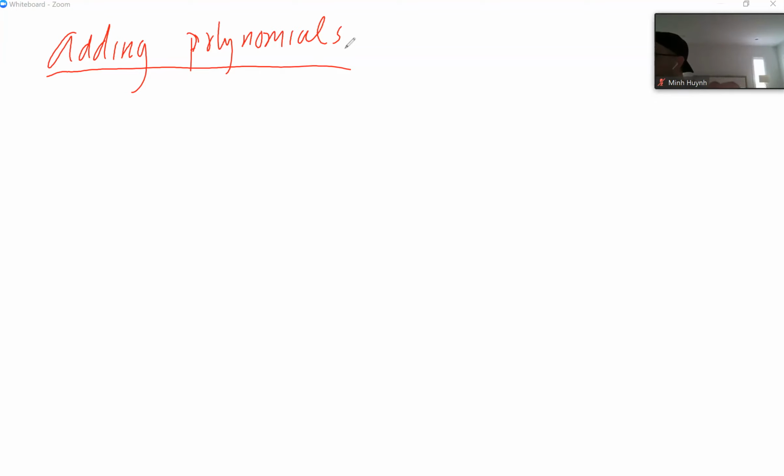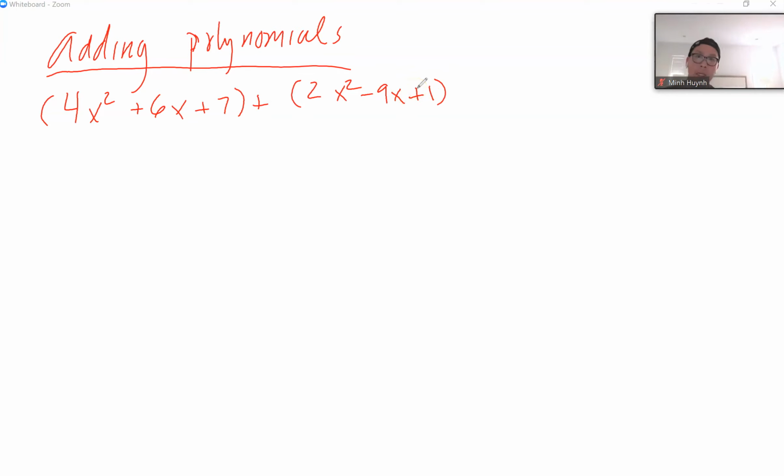So let's try a problem that looks like this. So I have 4x squared plus 6x plus 7 plus 2x squared minus 9x plus 1. All right, so adding's really simple. There's a really straightforward process to this. Just combine like terms. So what you're looking at in this problem are a set of polynomials that is being added horizontally. All you need to do is combine like terms.